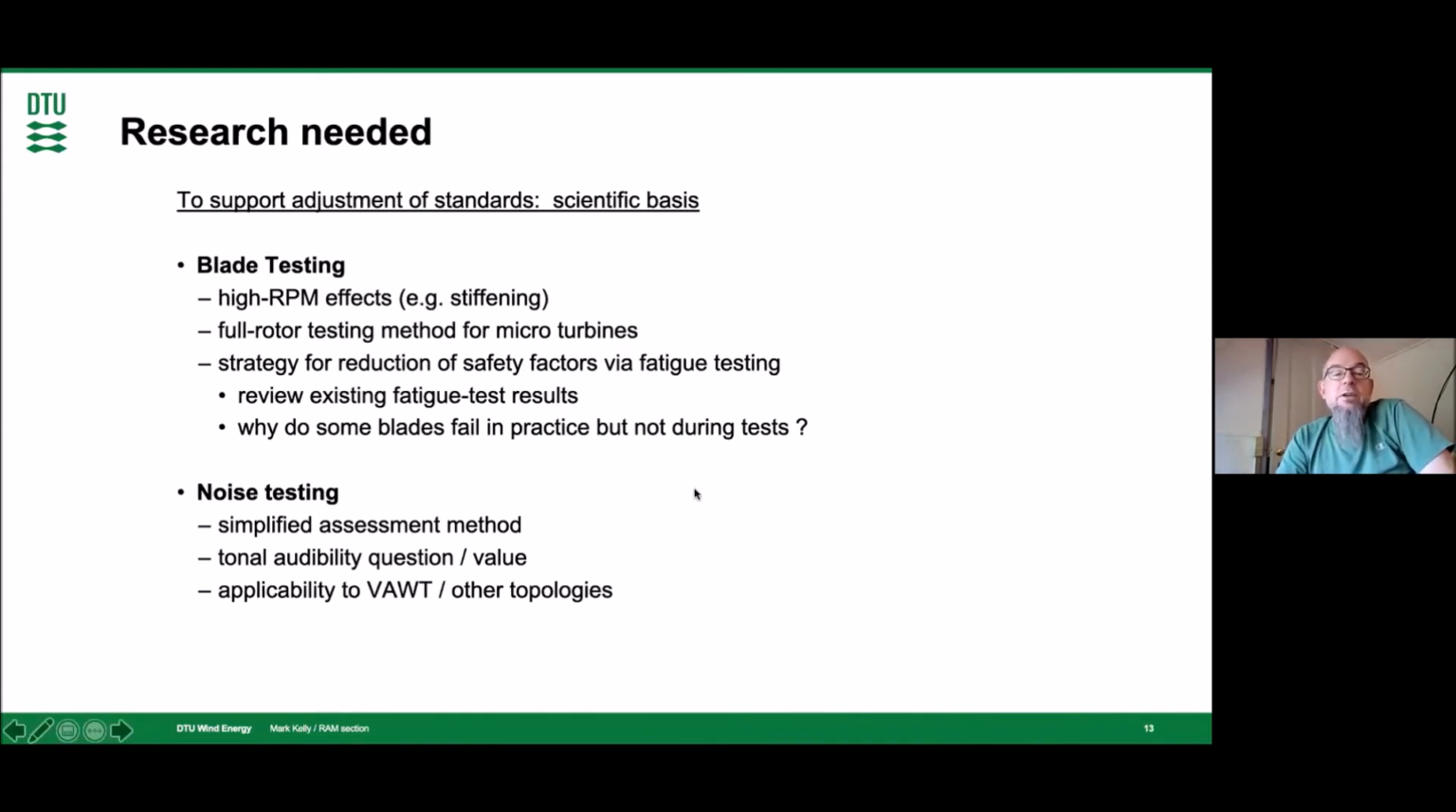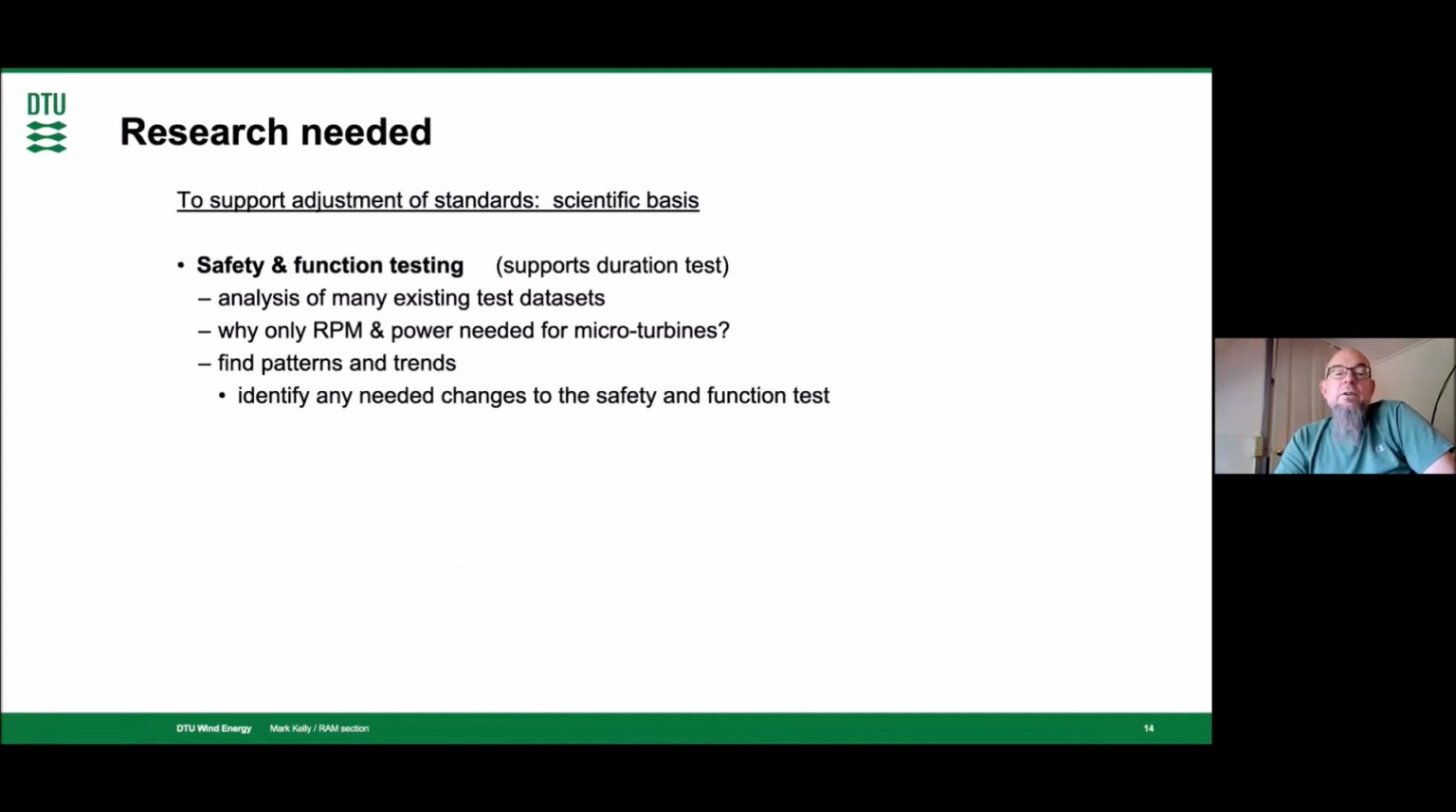And then lastly, noise testing, just got to simplify. And is it even worth having this tonal audibility thing? So the new -11-2 standard, which is coming out, I was sitting in that for a while. I was an acoustics guy 25 years ago. That needs to be harmonized as well. But this stuff still needs to be translated for small turbine manufacturers. And then also the noise stuff needs to be tested: does this even work for other topologies like vertical axis wind turbines?